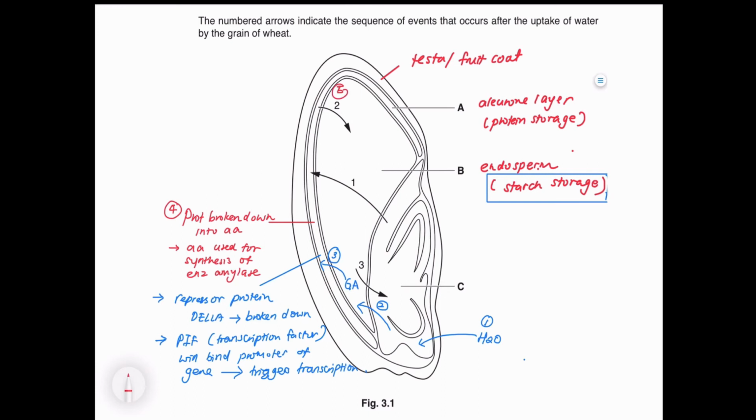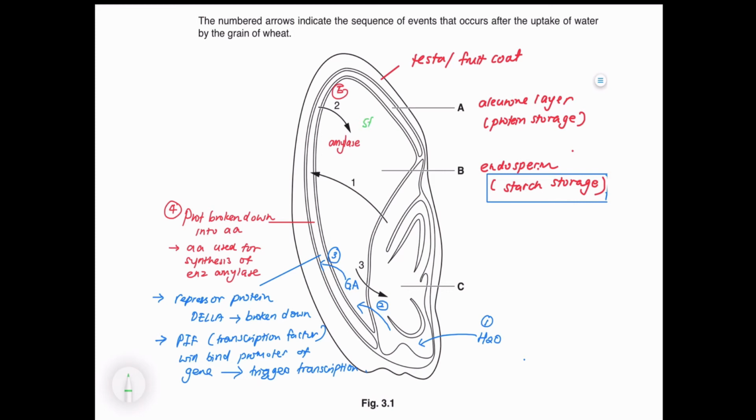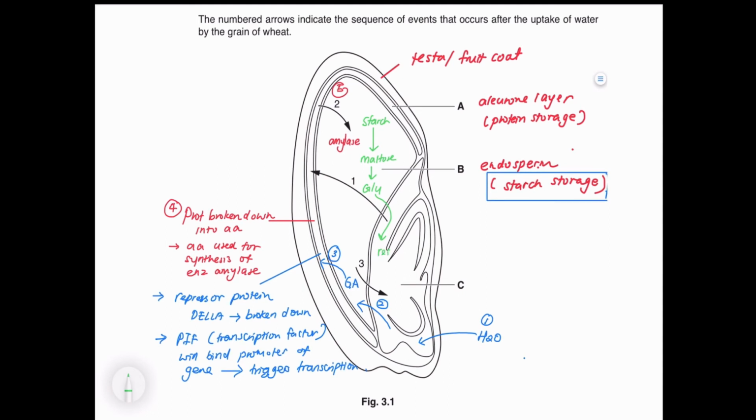And step 5, the amylase enzyme will be transported into the endosperm. This is where the starch within the endosperm will be broken down into maltose, and maltose will be further broken down into glucose. Glucose will diffuse into the embryo, and it will be used in respiration to produce ATP. And that's where ATP is used for growth.